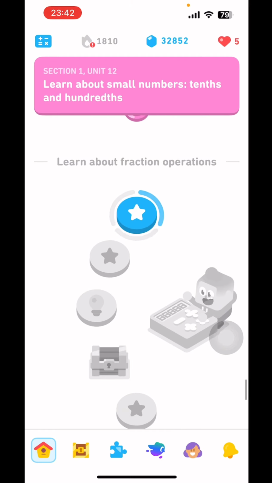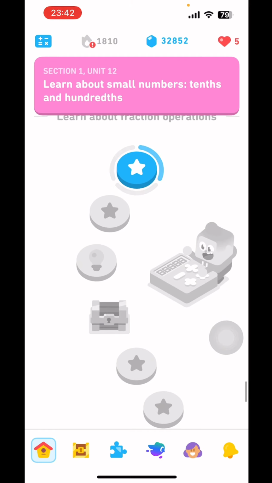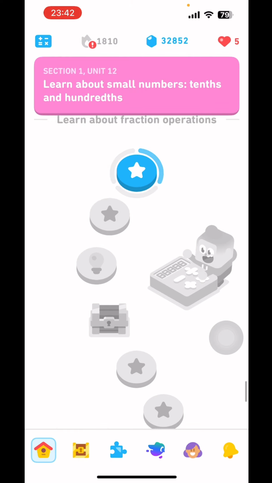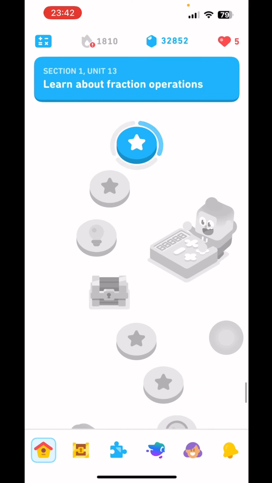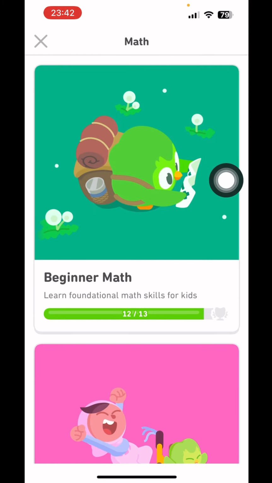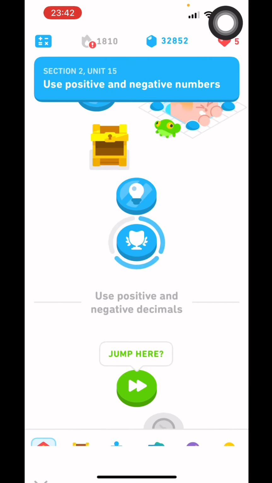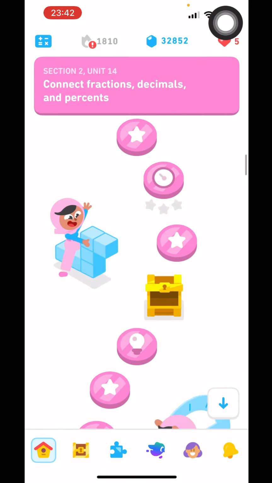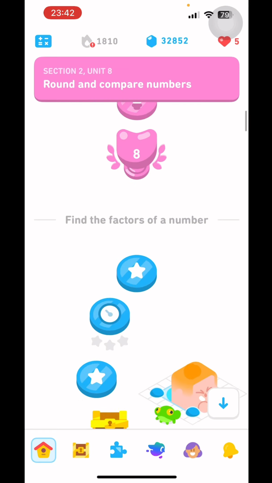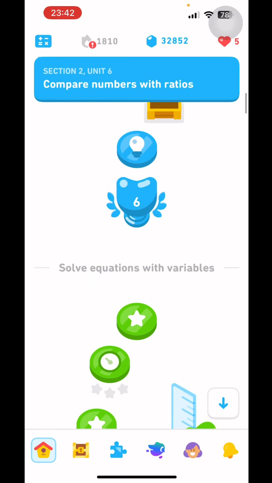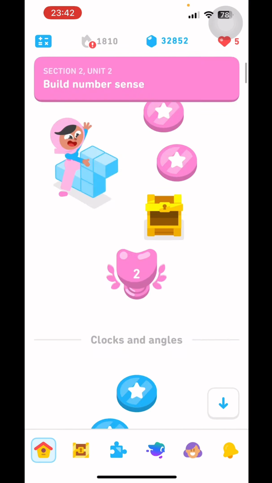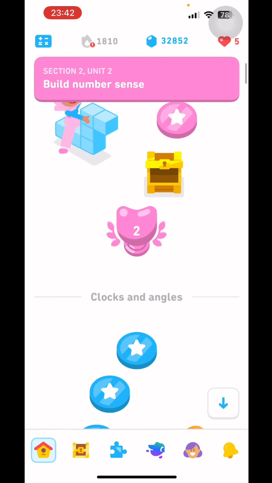So yeah, we are back at the lesson, section 1, unit 13. We are back at fractions. But I realized after the update that I have done the intermediate. See? Section 2, unit 1.